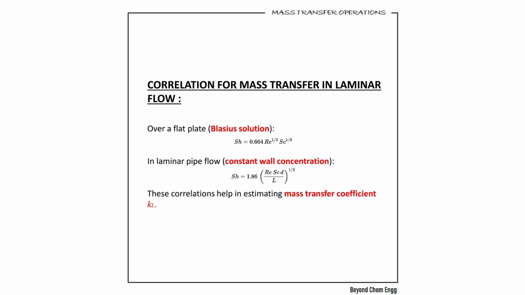Correlation for mass transfer in laminar flow. Over a flat plate, the correlation is given by Sh is equal to 0.664 into Re to the power 1 by 2 into Sc to the power 1 by 3. In laminar pipe flow with constant wall concentration, it is given by Sh is equal to 1.86 into Re into Sc into d by L, the whole to the power 1 by 3. These correlations help in estimating the mass transfer coefficient KL.